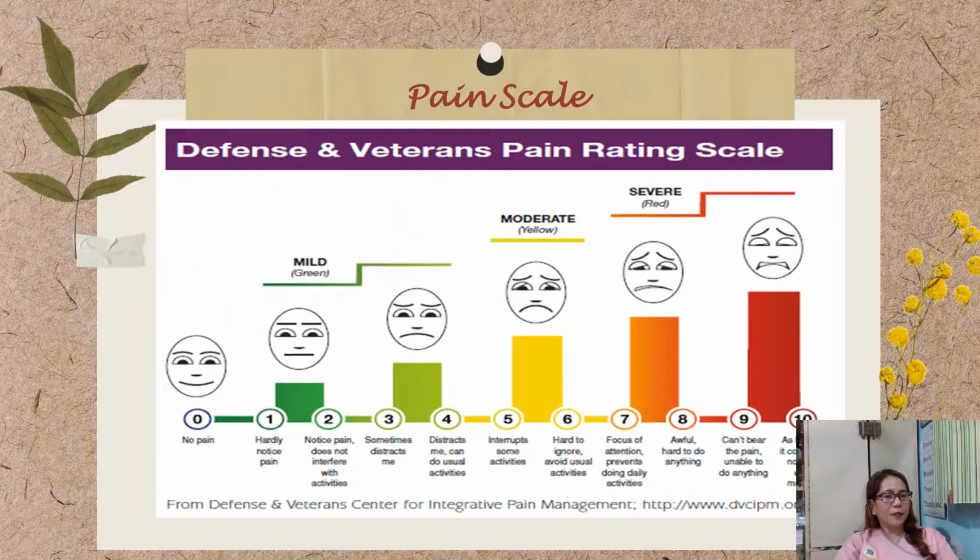Another example of your pain scale. Again, 0 is no pain and 10 is the worst pain. It is also divided into no pain at 0, tapos mild, moderate, and severe pain. Again, if your patient is a child, you can ask your client to point to the facial expression, kung gaano kasakit yung kanyang pain.